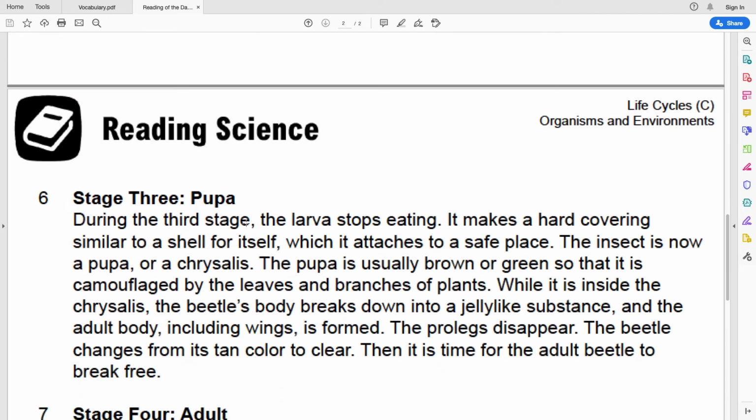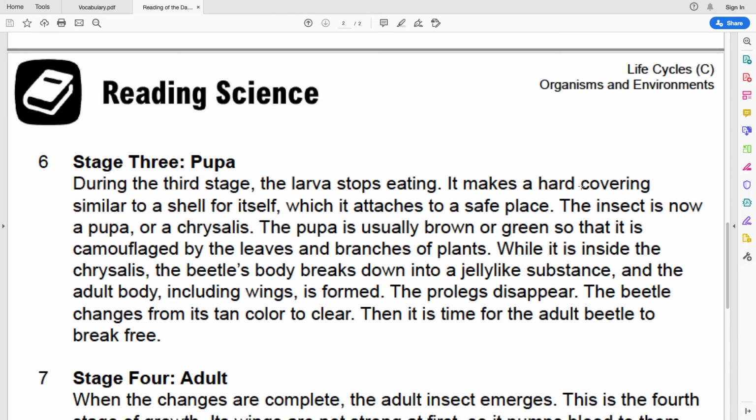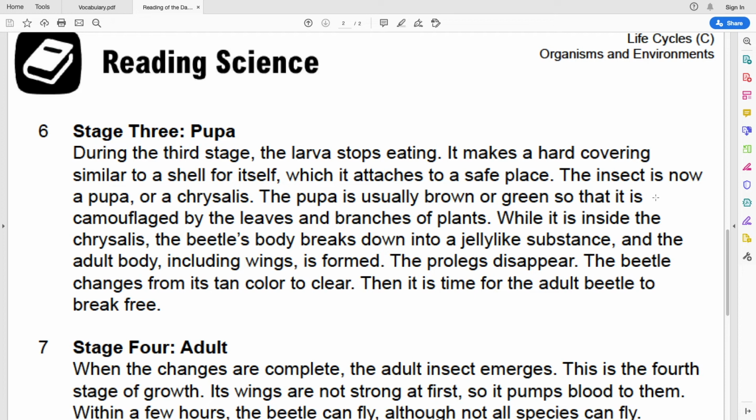During the third stage, the larva stops eating. It makes a hard covering similar to a shell for itself, which it attaches to a safe place. The insect is now a pupa or a chrysalis. The pupa is usually brown or green so that it is camouflaged by the leaves and branches of plants. While it is inside the chrysalis, the beetle's body breaks down into a jelly-like substance, and the adult body, including wings, is formed. The prolegs disappear. The beetle changes from its tan color to clear. Then it is time for the adult beetle to break free.